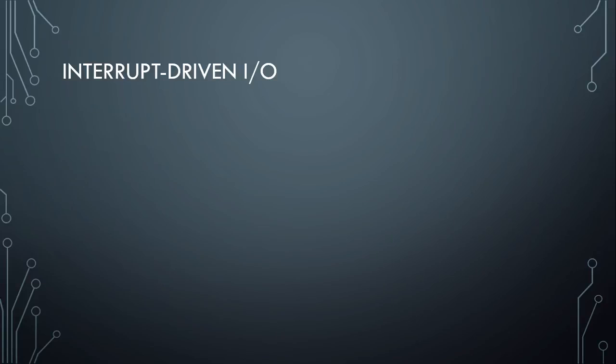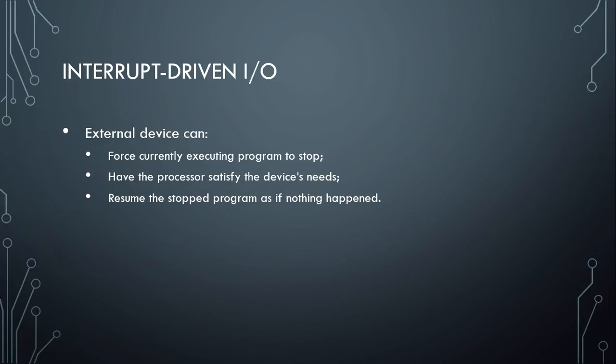Now, that was poll-based, but let's look at interrupt-based, because remember, interrupt is less taxing on the CPU. So an external device can force the currently executing program to stop, and it can also have the processor satisfy the device's needs. Another advantage of interrupt-driven is that it can resume the stopped program as if nothing had happened. So it's really just like a state suspension, rather than ending it and having to start all the way back over from the start. It's more like you just paused it, and then you're pressing play and it's resuming where you left off.